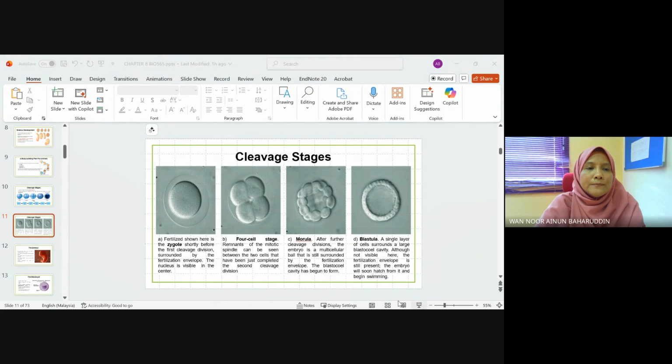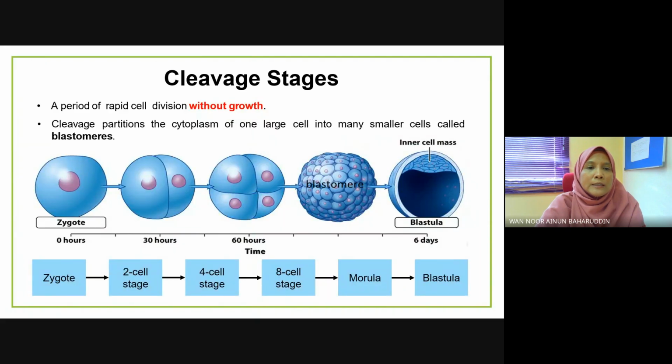Okay, we go further at the cleavage stage. It is the period of most rapid cell division. The cells are dividing, but without any growth, so the size stays the same. From one cell, it becomes two cells, and within about 6 days it becomes a blastula.